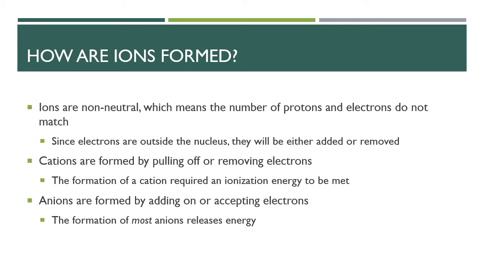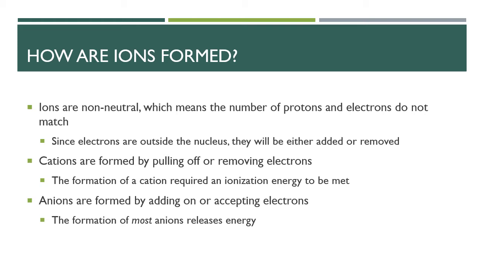So how do we make ions? Ions are not neutral, which means the number of protons and electrons are not going to be balanced for an ion like they were for an atom. Since electrons are the ones who are outside the nucleus, they are far easier to grab, and so electrons will either be added or removed in order to form an ion. Cations are positive, which means they have less of the negatively charged electrons, which means we have to pull off or remove electrons in order to form a cation.